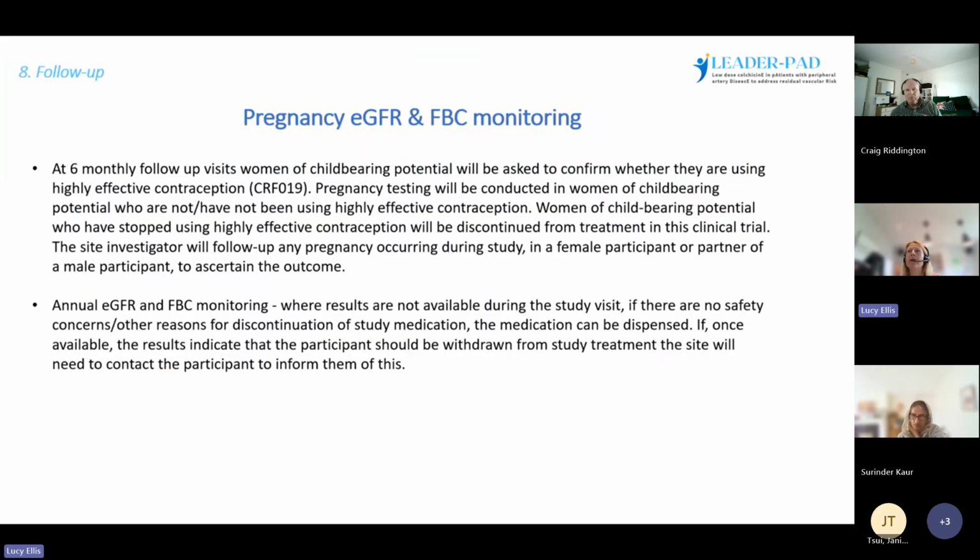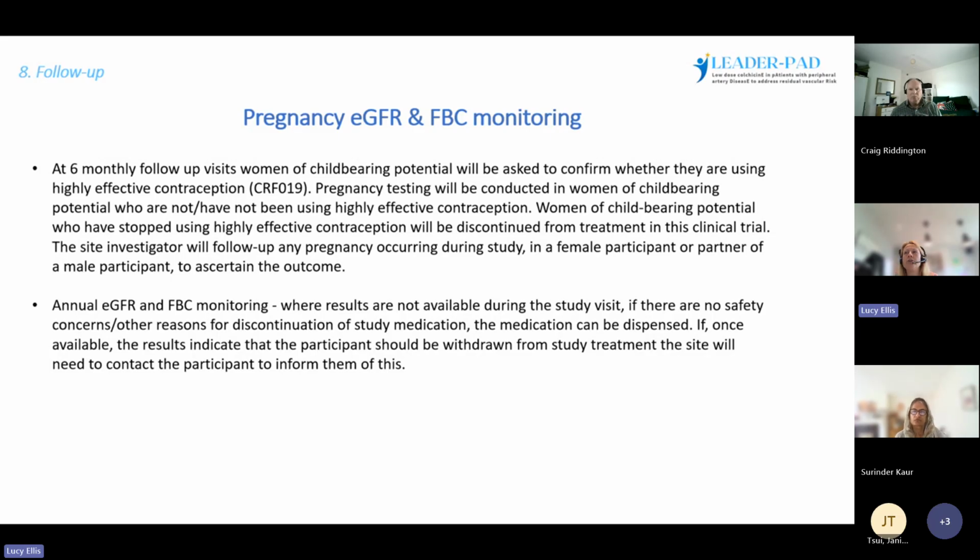On request of the MHRA, at 6 monthly follow-up visits, women of childbearing potential do need to be asked to confirm they're still using highly effective contraception. And if they're not, then you'll need to do a pregnancy test with them. Women of childbearing potential who've stopped using highly effective contraception do need to be discontinued from treatment in the trial. And the site investigator does need to follow up any pregnancy occurring during the study in a female participant or a partner of a male participant to ascertain the outcome.